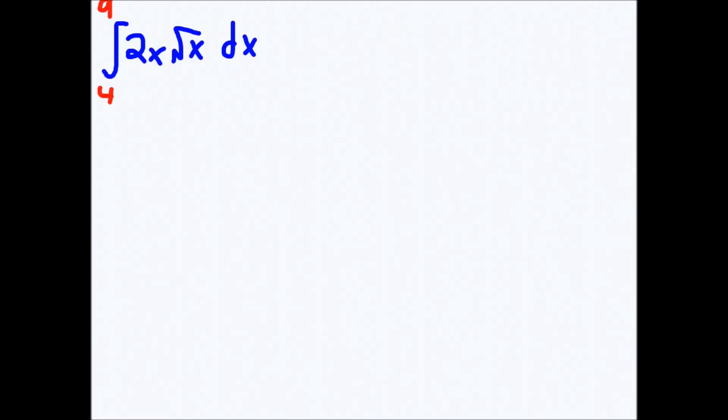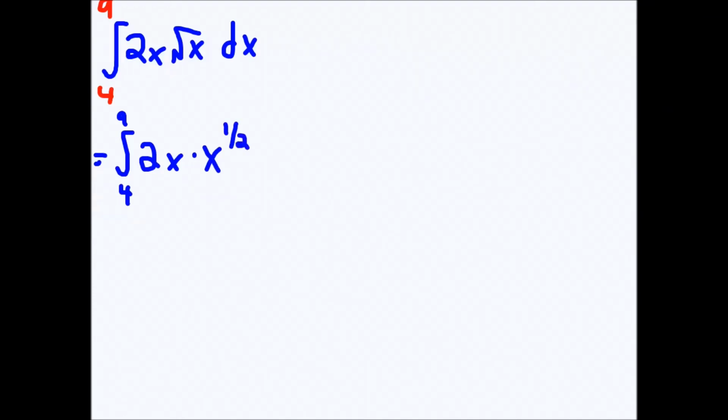Alright, so the first thing I'm going to do is rewrite this problem, because when we do integrals it's easier to see things with exponential powers rather than roots. So I'm going to rewrite this as equal to the integral from 4 to 9 of 2x, and then instead of the square root of x, I'm going to say that that is times x to the 1/2 power.